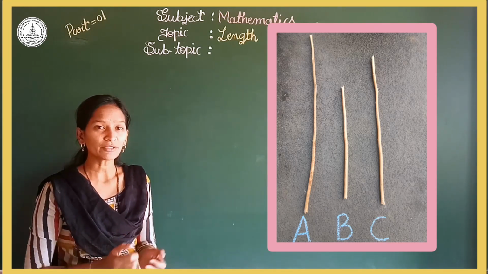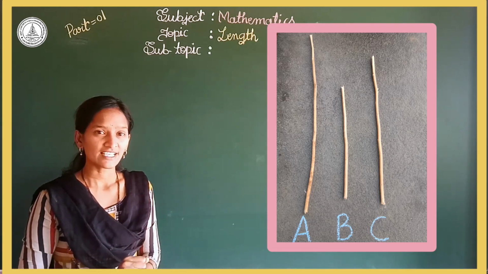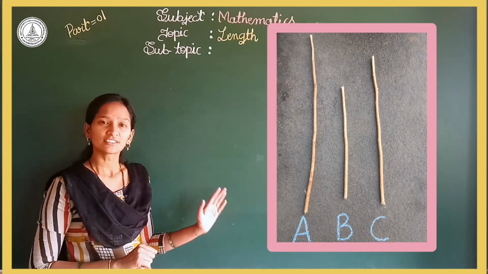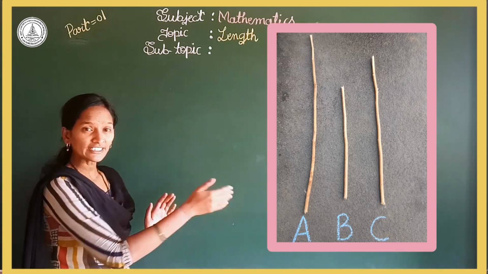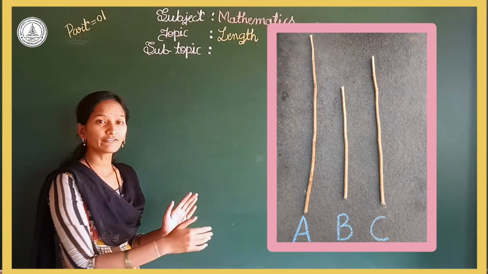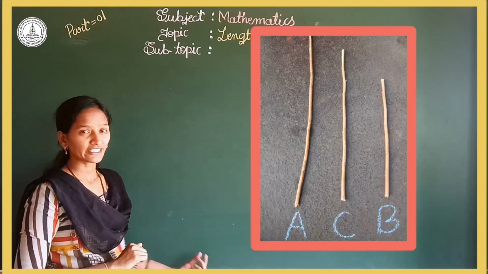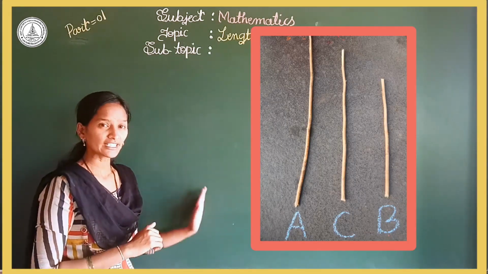So now you tell me which stick has a medium length? Yes, the third one, right? The third stick has a medium height. Can you arrange these according to their height from maximum to minimum? Yes, the first one A, right? So this stick has more length. So it is at first.